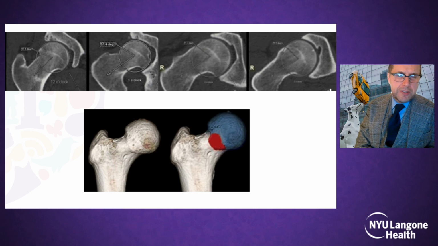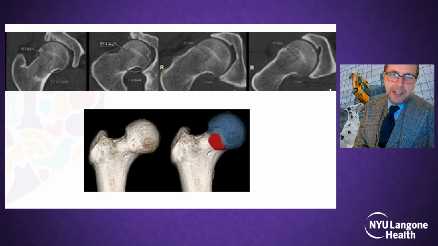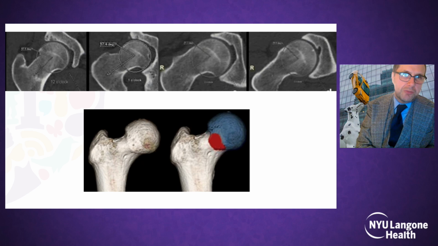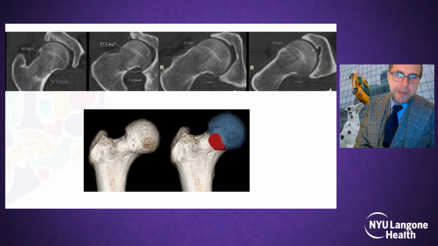I believe it was Peter Drucker from management who said, if you can't measure it, you can't improve it. So we need more objective ways of measuring what we do. And we can measure this in alpha angle, but this still remains a two-dimensional representation of a three-dimensional structure.